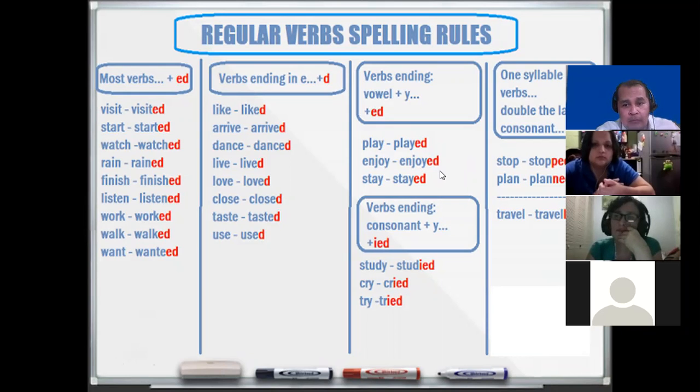So be careful. And the column number 4, everybody. We have a short verb, and the verb is ending with consonant, vowel, consonant. Okay, so we have to double the last consonant. Tenemos que doblar la última consonante. Okay, entonces esas son las reglas de los verbos regulares. Okay, the regular verbs.